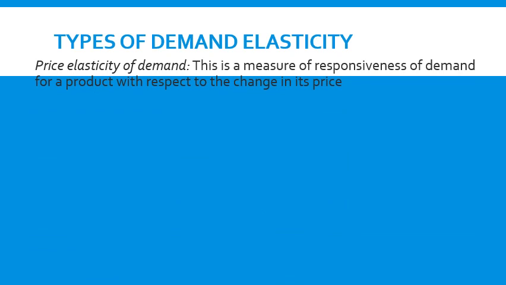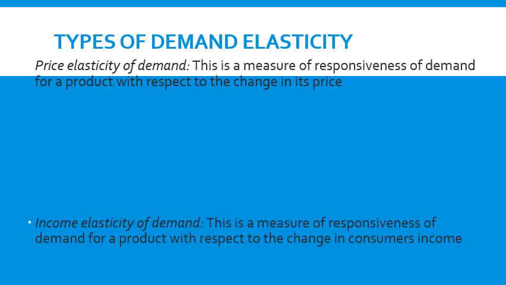Types of demand elasticity, what are they? Price elasticity of demand. This is the measure of responsiveness of the demand for a product with respect to the change in its price. So the demand may increase or decrease based on various factors. First factor is the price. So if the price reduces, demand increases. If the price increases, demand reduces. That is termed as price elasticity of demand.